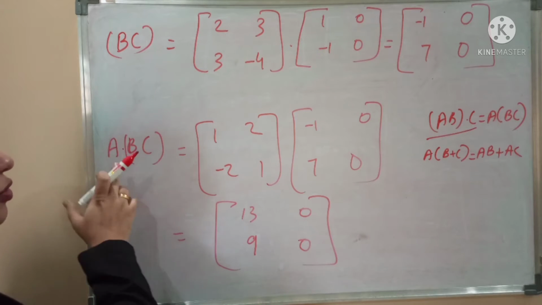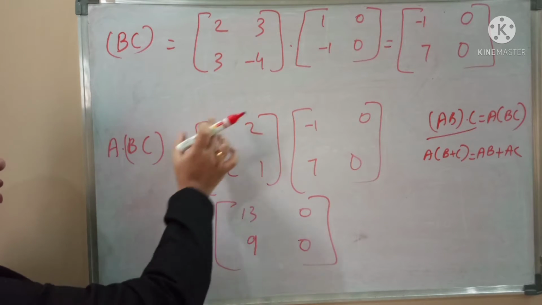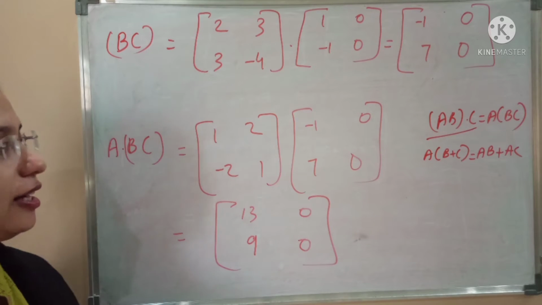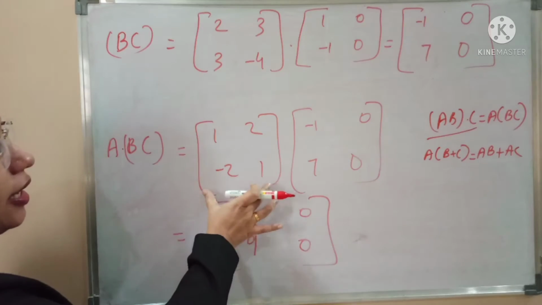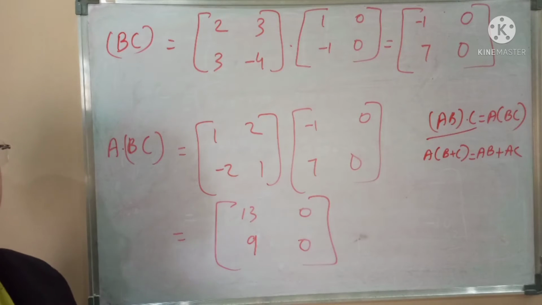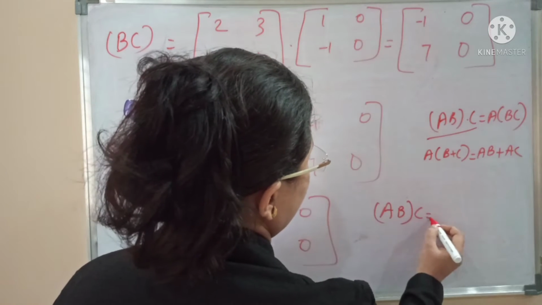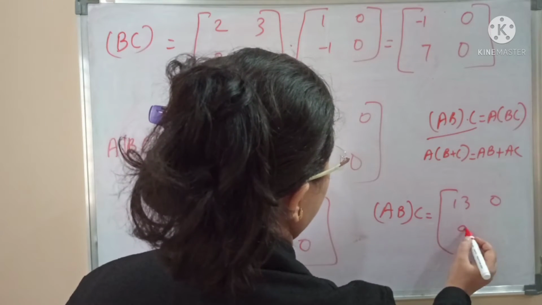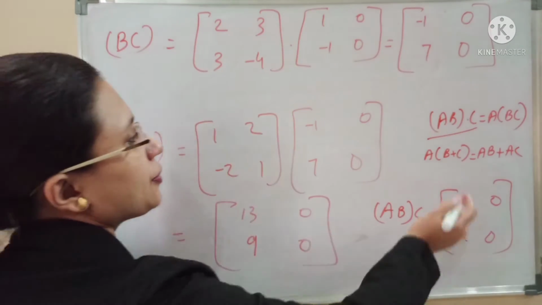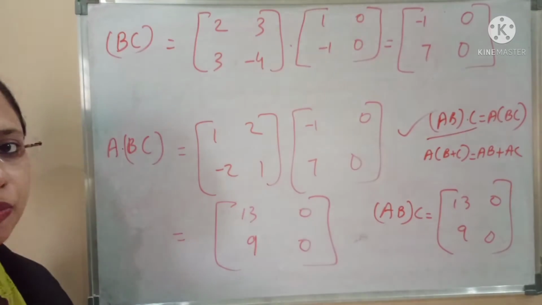Now next we need to find out A into BC. Okay, so we have BC matrix, multiply that with matrix A. Matrix A is given in the question, so just copy the matrix A and multiply A with BC. So we will get 13, 0, 9, 0. Okay, our answer for AB into C was 13, 0, 9, 0. So from these two results we can say that AB into C equals A into BC. So first condition is proved.